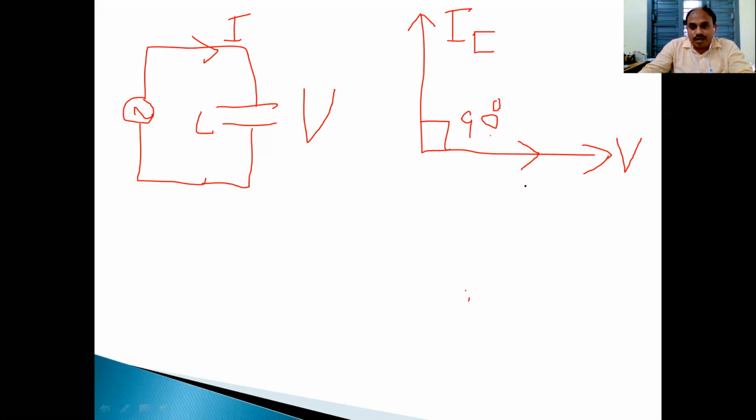For pure resistor load, current is in phase. Suppose that is IR. That is represented with IR. For pure inductive load, current is lagging. So this is the IL value. IL is lagging by 90 degrees.